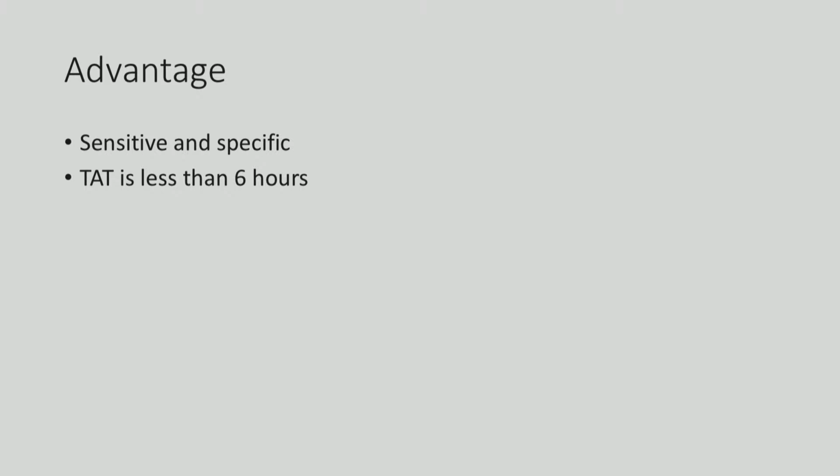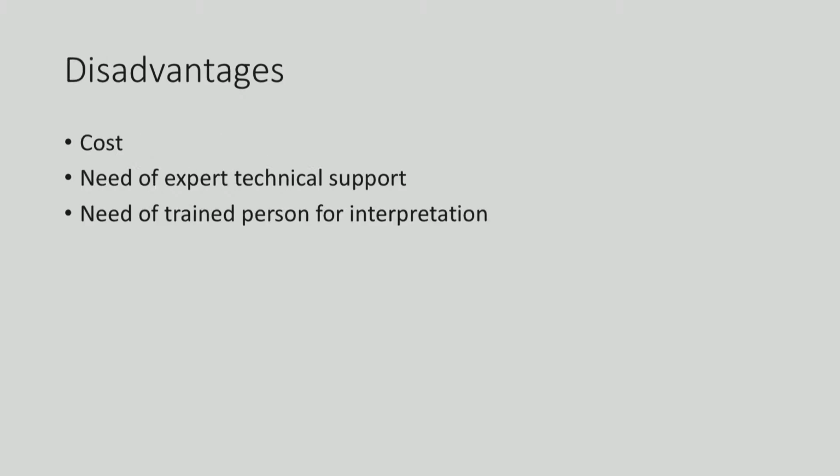So the advantage is that sensitivity and specificity are very high. Turnaround time is very short. Suppose we collect a sample and give it to the lab practically before 2 or 3 p.m., then the lab can process it the same day and give the report by evening, say 5 or 6 p.m. So turnaround time is very short to diagnose hematolymphoid malignancies.